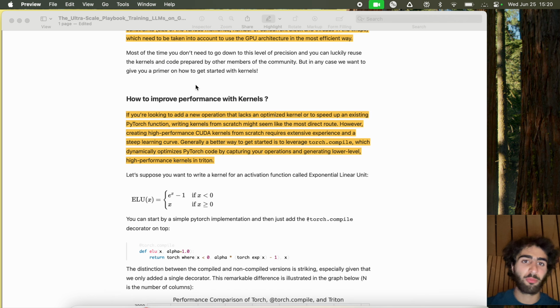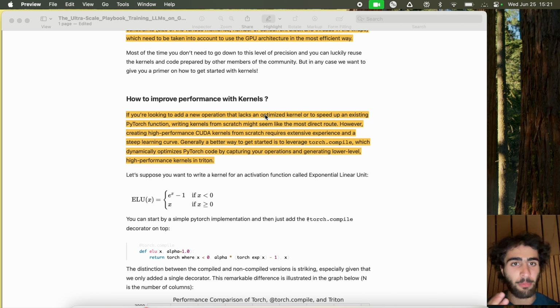And how can we improve performance with kernels? If you're looking to add a new operation that lacks an optimized kernel, so of course there are many kernels available, because the GPU operations that we do on a day-to-day basis are optimized essentially to the limit because these are operations that are happening trillions of times per day probably. So there are many people that have worked on optimizing these already.